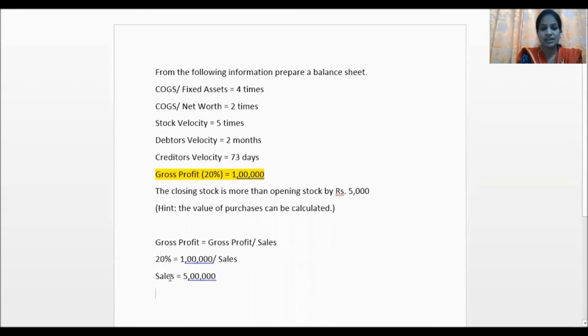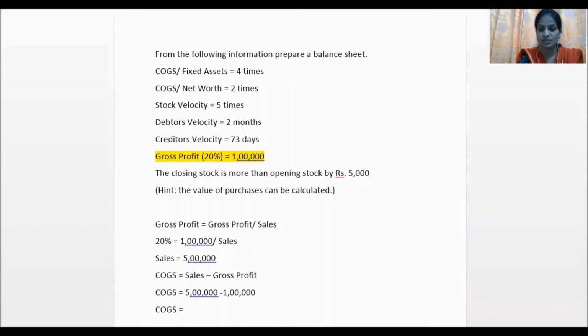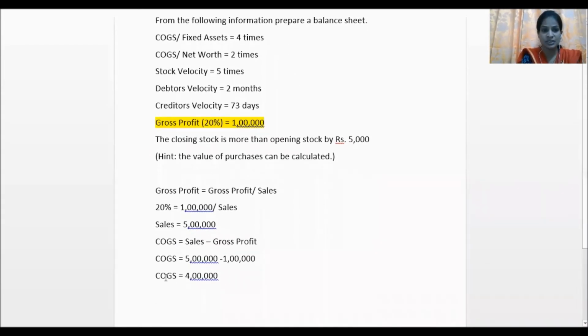Now, since we have sales and gross profit as well, you can easily find out cost of goods sold, which can be used in these two formulas to find out other elements. So next we are going to find out cost of goods sold. Cost of goods sold equals sales minus gross profit. Now in this formula, I'm just putting the amounts. Cost of goods sold comes to rupees 4 lakh. Now, we can put this cost of goods sold in these two formulas, cost of goods sold upon fixed assets and cost of goods sold upon net worth. That's how you can easily find out fixed assets and net worth.